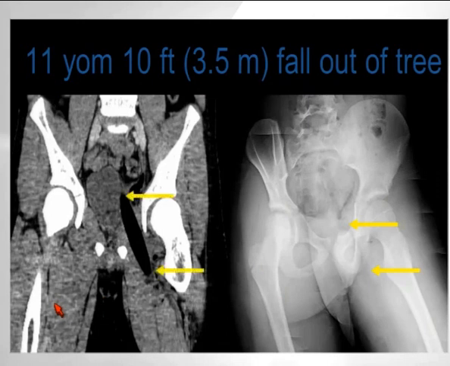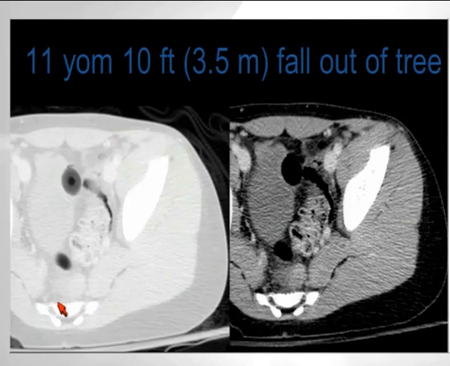And here we see that this branch went through the obturator ring into the deep pelvis, very close to the urinary bladder. Corresponding axial images, again, you need to look on soft tissue window to see the anatomy, but you need to look on a wide lung window or bone window to see the wood itself.